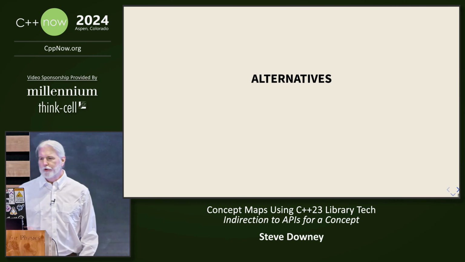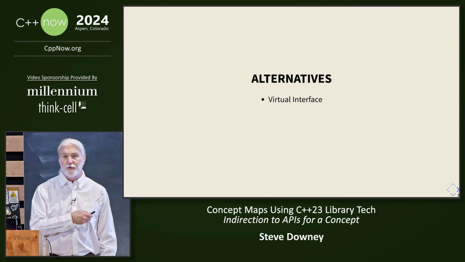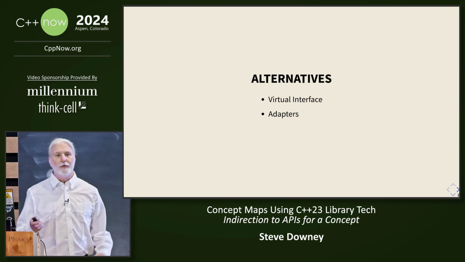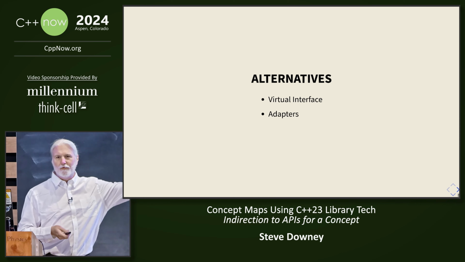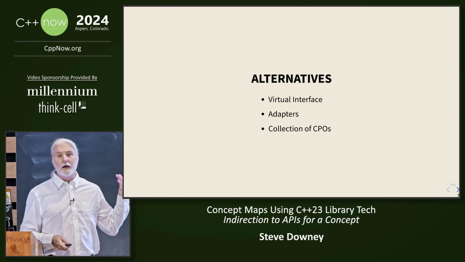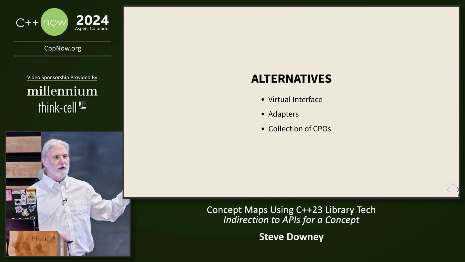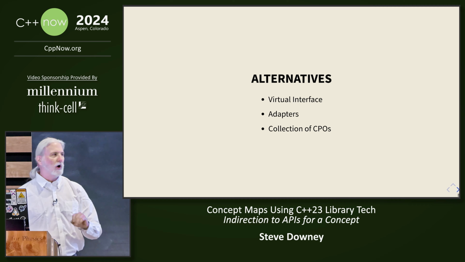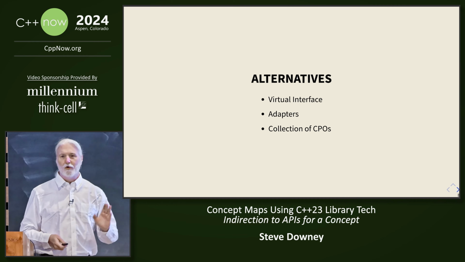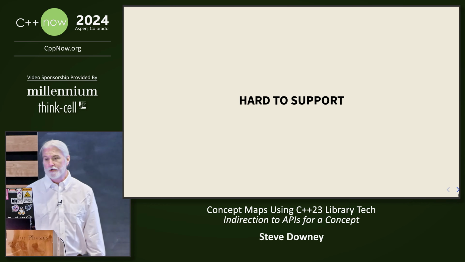So some of the alternatives that are out there already: we can provide a virtual interface. We can provide an adapter that wraps up your type and provides the thing. This is all classic technology. You could provide a collection of customization point objects that are all the things that your algorithm needs to talk through. All of these are a little bit unsatisfying or have overhead, and they're harder to support.